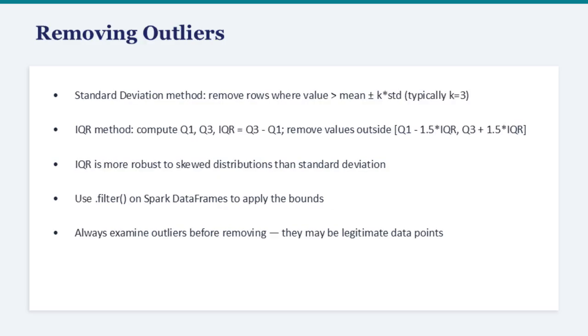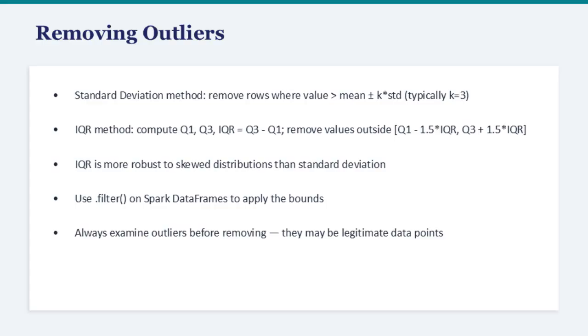Now let's talk about removing outliers. The exam tests two methods for outlier removal. The standard deviation method, which removes rows where a value is more than k standard deviations from the mean. Typically, k is 3, meaning you keep values within the 3 standard deviations. This works well when your data is normally distributed.